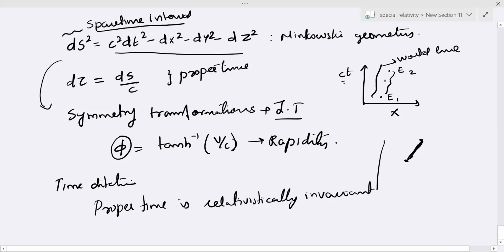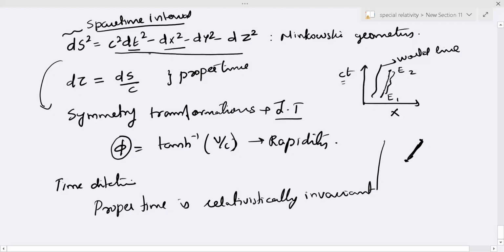So you can ask what's the proper time between E1 and E2. What you have to do is take a clock from E1 to E2 along a straight line like that. The time elapsed on this clock will be the proper time interval between these two events. Now, if you go to the coordinate system of this clock, which moves from E1 to E2, it's just the time elapsed on that clock. But from some other coordinate system, you will see that there are other factors involved, dt and dx.